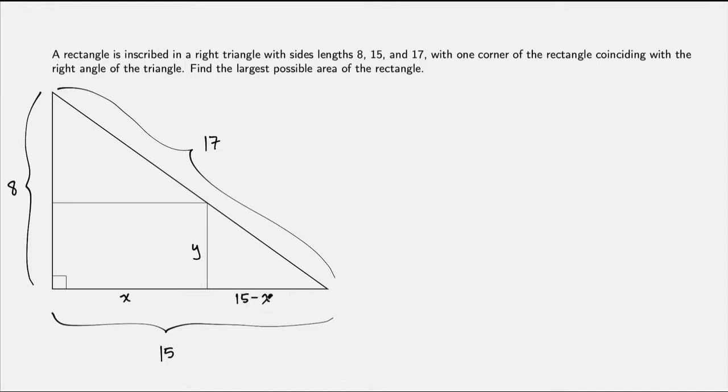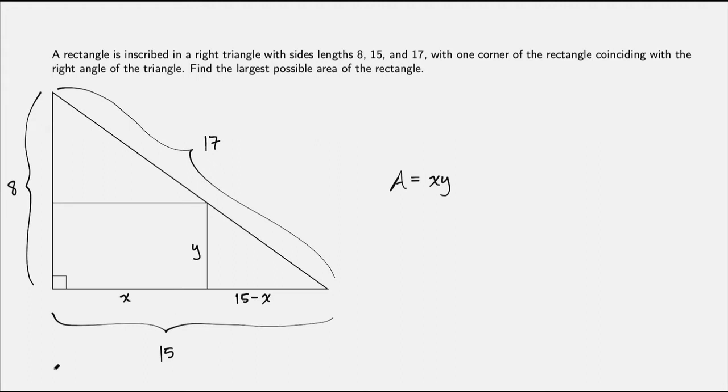The reason I'm looking at that is because I'm going to use similar triangles here to find a relationship between x and y. Now we're looking for the largest possible area, and the area of the rectangle is just length times width, x times y. But in order to find the largest this can be, we need it as a function of just a single variable. And so we need that relationship that exists between x and y.